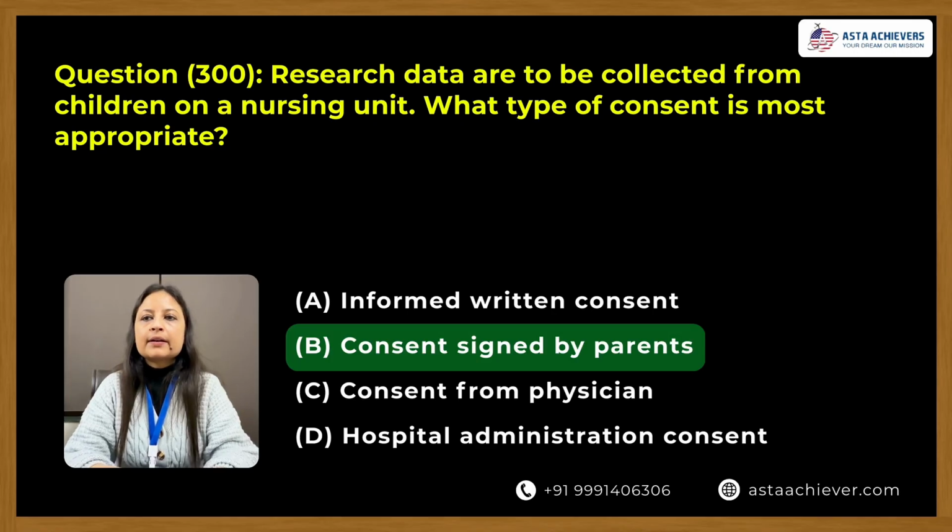Question number 300. Research data to be collected from children on nursing unit. So what type of consent is most appropriate here? So option A, informed written consent. Option B, consent signed by the parents. And option C, consent from the physician. So option D, hospital administration consent. So option B, consent signed by the parents is the correct answer.